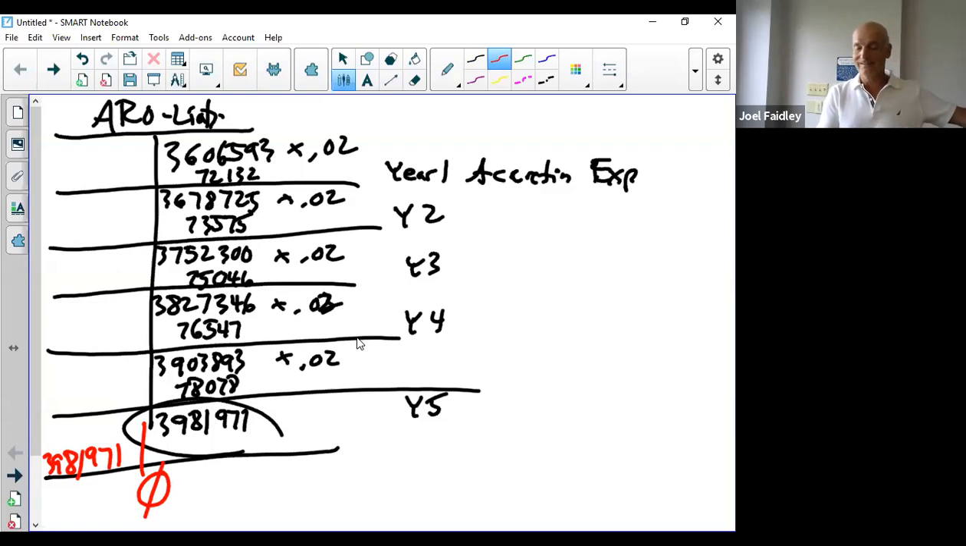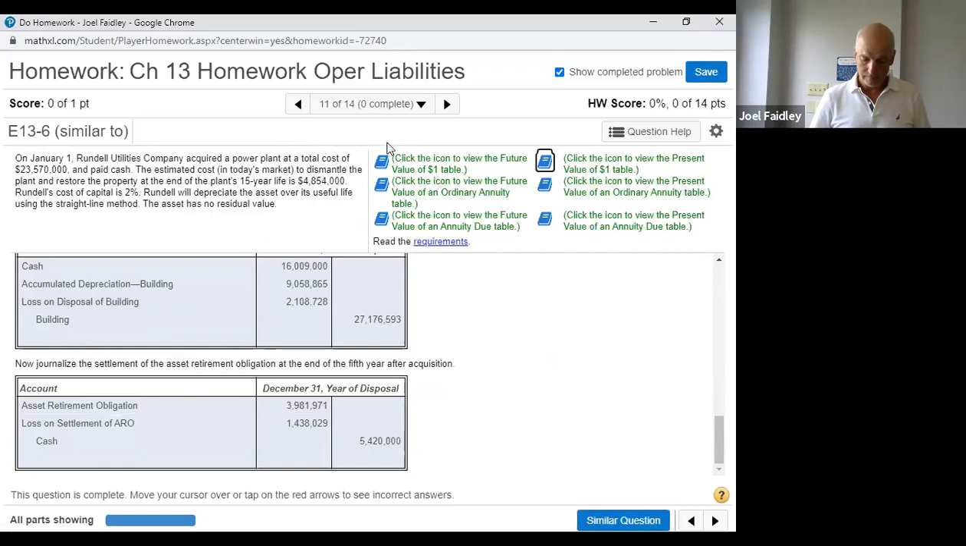Of course, we're also going to get the asset off the books as well, aren't we? That's being depreciated. But this is what most students struggle with, trying to come up with what is the balance in my liability after doing all this accretion expense, all of these years, 5 years. So 3,981,971 should be there. Asset retirement obligation.